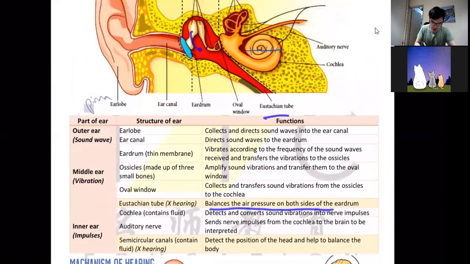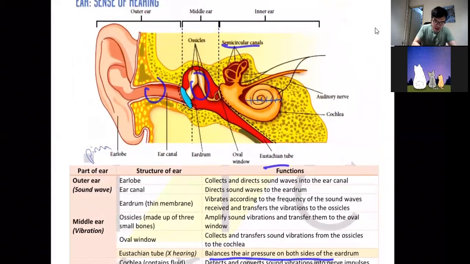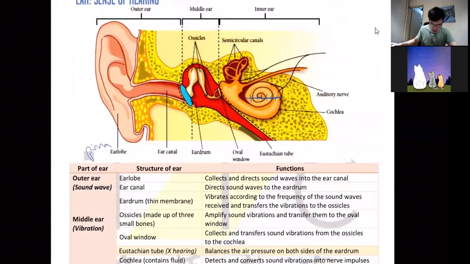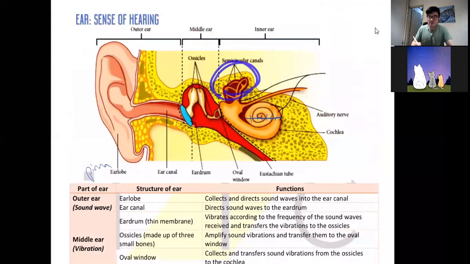Okay, to keep this pressure and this pressure equal. And then of course your semicircular canal, this is only for balancing. Okay, semicircular canal, it is to detect position of the head and balance the body. This is all for balancing. It's called saluran separa bulat. This is only for balancing.